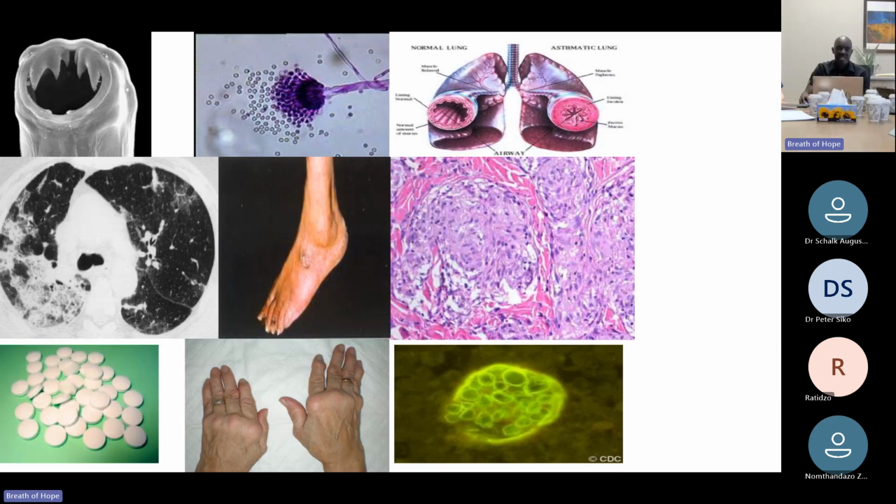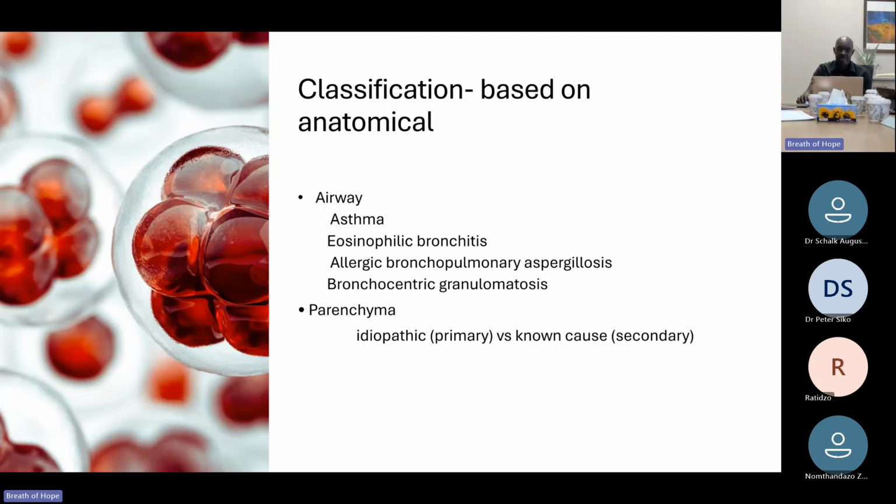You have the good guys, the bad guys, and the bystanders, as demonstrated on the presentation here. These are the good guys when eosinophils act to defend you against parasites, and the bad guys are when eosinophils actually attack your lungs. Then the bystanders are in obvious inflammation like rheumatoid arthritis, where the eosinophils are produced as a result of a completely different pathophysiology.